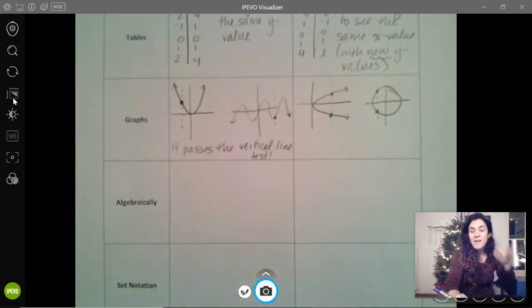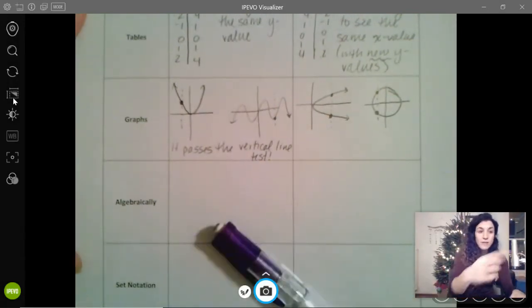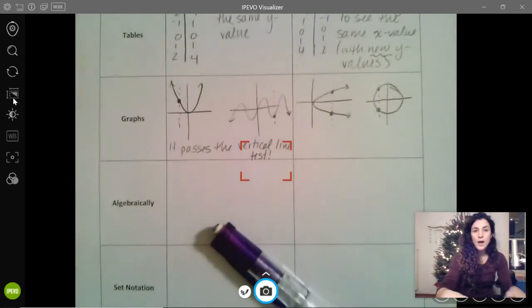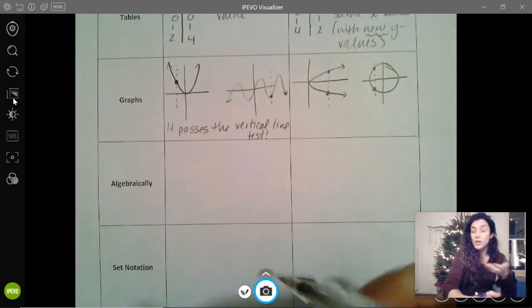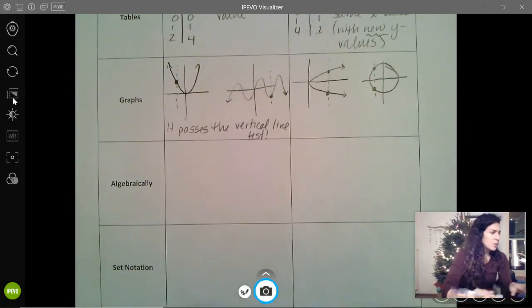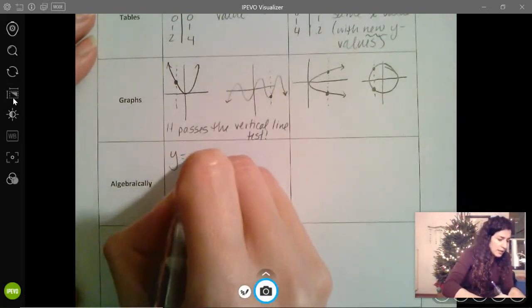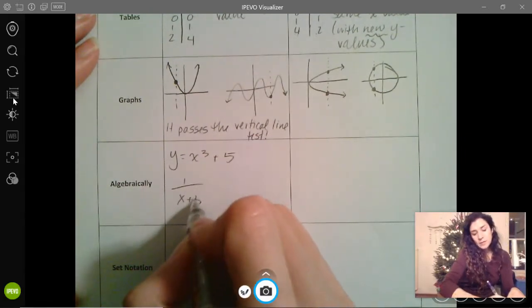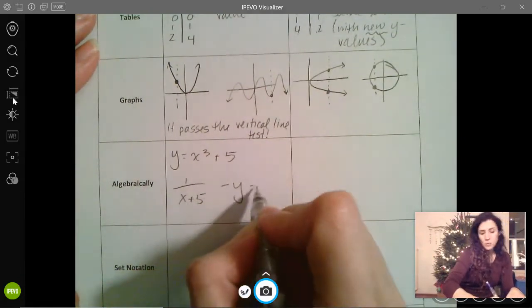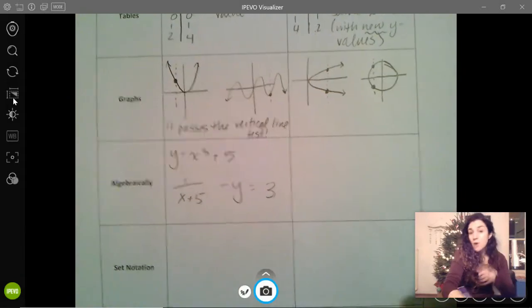Okay, so talking about how we determine whether equations are functions, a different way that we see relations is algebraically. A lot of times we're given equations that we need to determine that are used to describe a relationship. And so we can see things like y equals x cubed plus 5, or maybe 1 over x plus 5 minus y equals 3. All of these are functions.